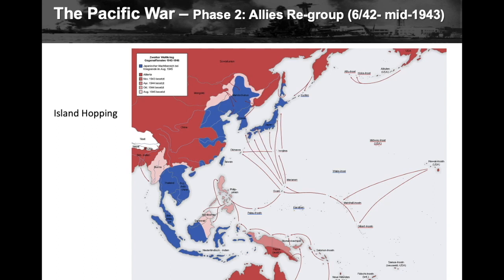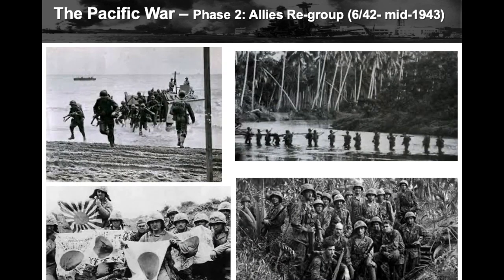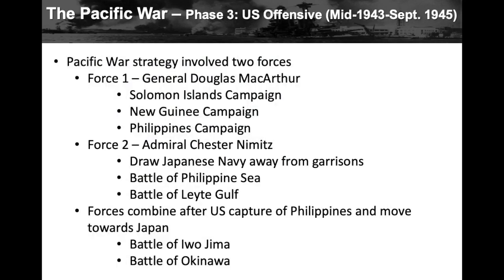And then down here's the southern force, and this would be a lot of island hopping going on down here. And they would just hop, free Philippines. So just kind of give you an idea of island hopping. Some pictures. And these are pictures you're probably familiar with. The Marines landing on the beaches, fighting in the jungles. Okay, the third phase was the U.S. offensive of 43 to 45.